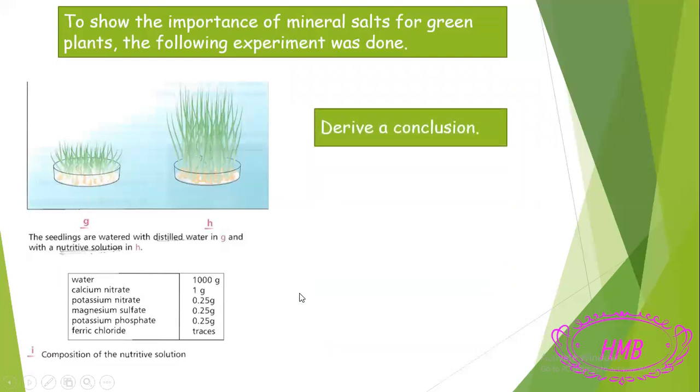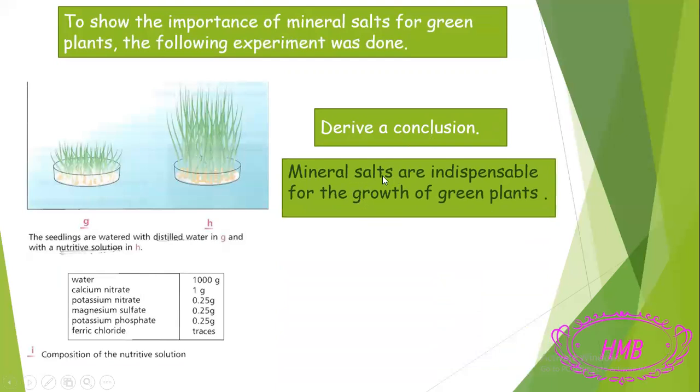We're still in the same experiment, but this time with the last question. Derive a conclusion. Derive a conclusion means what do you conclude? Or draw out a conclusion. These three questions are the same question. What did you conclude? What is the summary of this whole experiment we did? We conclude that mineral salts are indispensable. They are so important, they are necessary for the growth of green plants. So the objective I put at the beginning was to show the importance, and I prove that yes, the mineral salts are important, they are vital, they are indispensable, very important for the growth of green chlorophyll plants.